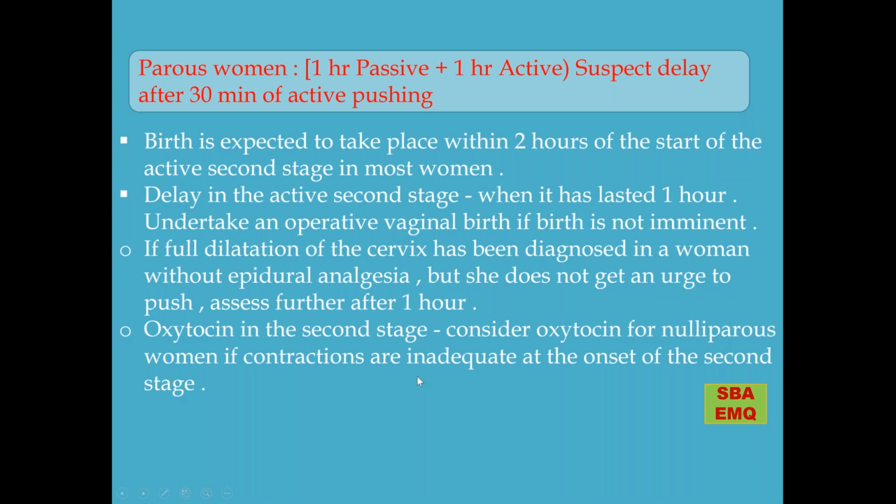So what about the parous woman? Suspect delay after 30 minutes of active pushing, and in the nulliparous after 1 hour of active pushing. So this is the difference between the parous lady and the nulliparous woman. In a nulliparous woman, suspect delay after 1 hour of active pushing, and in a parous woman, suspect delay after 30 minutes of active pushing.